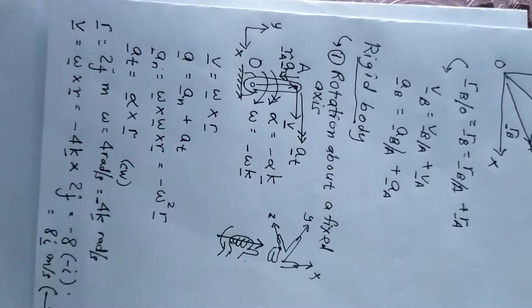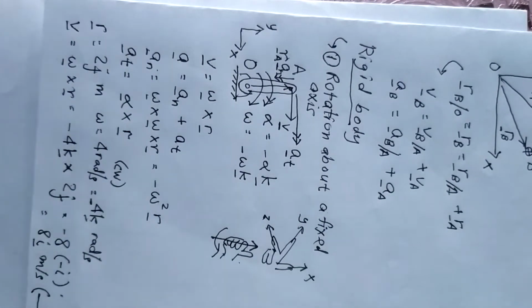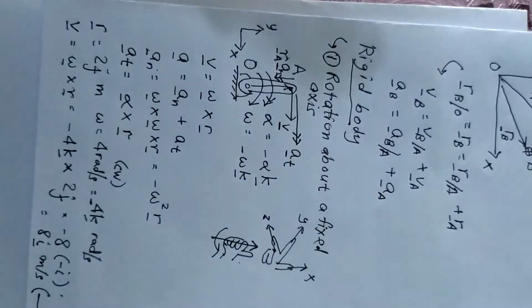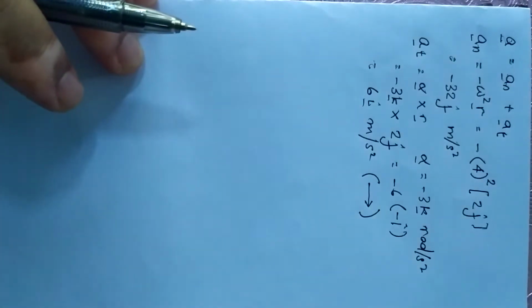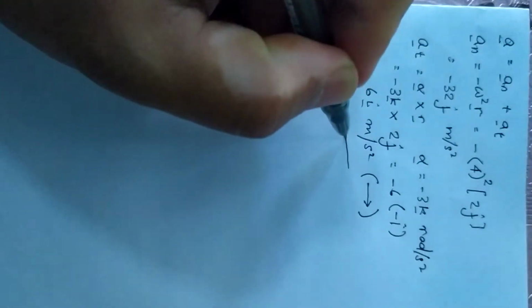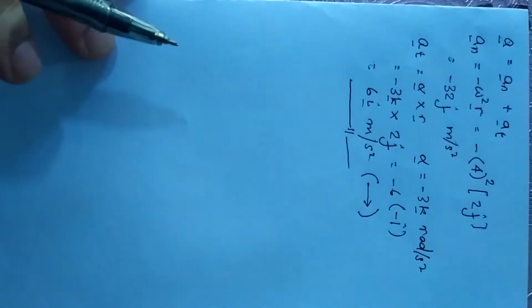Now we will take this further by looking at a general motion, building our understanding from rotation about a fixed axis. So let's look at a general motion. This is where we left off last time, and now we are going to move to a general motion.